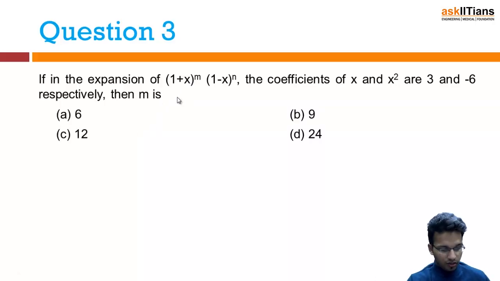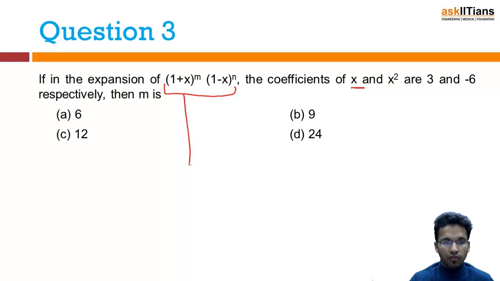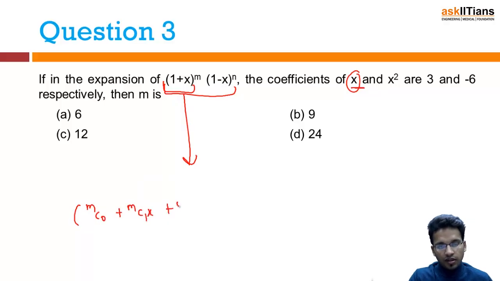Now the best way to do this question is, I need x from the multiplication of this. Again this is a question from which you can learn things. Now you need to pick x. How can you get x? So this expansion will be mC0 plus mC1 x plus mC2 x square plus, it will go like this, x cube. From this you will get similarly nC0 minus nC1 x plus nC2 x square here.